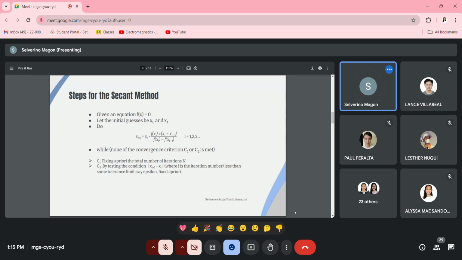Okay, so the process will look like this. If we have the function f of x, then we have to equate that to 0, and then we have to make initial guesses at x0 and x1, and then perform this calculation, the previous formula that we have, for each iteration. And then we repeat the process until we reach either of the convergence criteria.